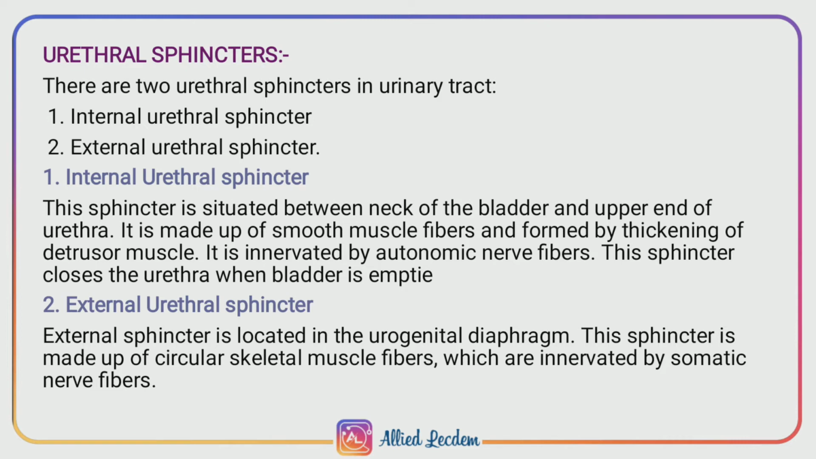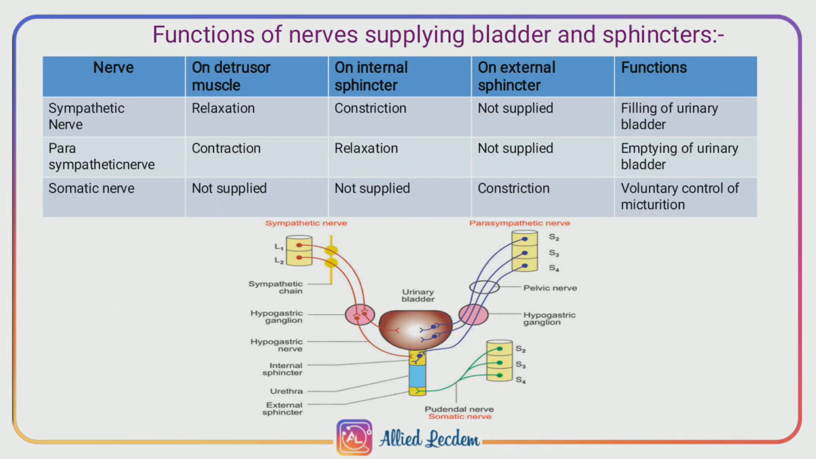External urethral sphincter. It is located in the urogenital diaphragm, made up of circular skeletal muscle fibers and innervated by somatic nerve fiber. We will see about the functions of nerves which supply the bladder and sphincters.